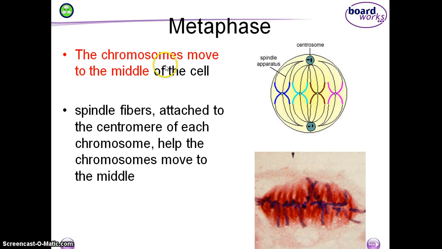The next phase is metaphase, and in metaphase, the chromosomes move to the middle. This one's actually really easy to remember because meta starts with an M, middle starts with an M, so the chromosomes move to the middle. So if you look at this picture here, all the chromosomes line up in the middle of the cell, so that is metaphase. And this is what it looks like in a real cell. They're all lined up in the middle.